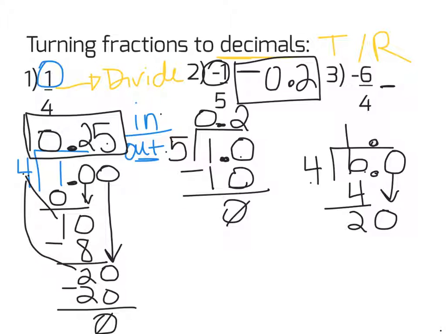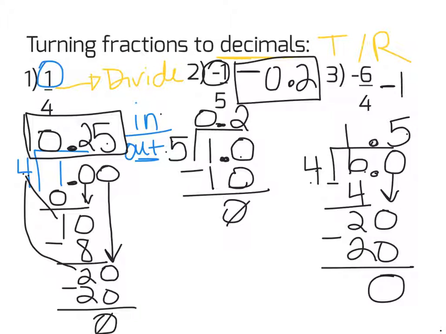And 4 goes into 20 5 times. 5 times 4 is 20. Subtract, and you get 0. Now remember, we have 1.5 here, but we have to put it up where that negative is, because your answer is going to be a negative 1.5. We can't just get rid of the negative sign.